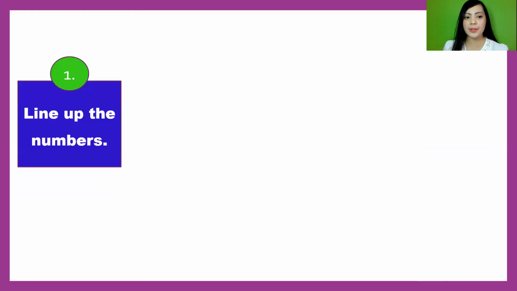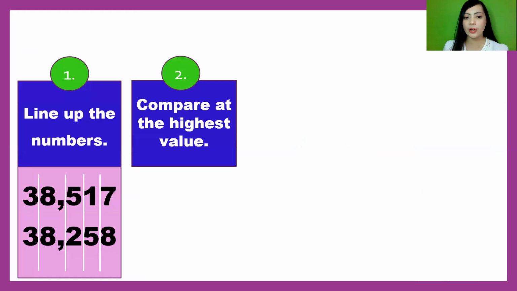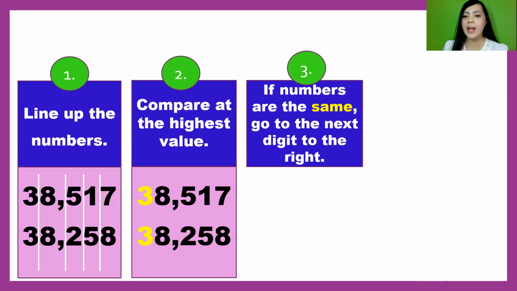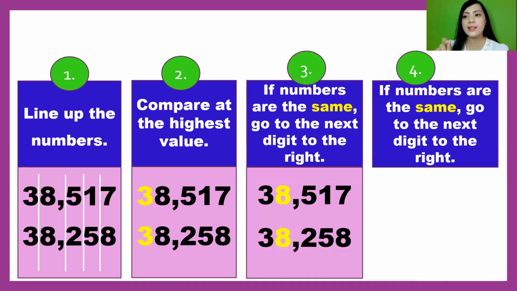How to compare numbers? As I have said, you are going to compare numbers according to their place value. We have 5-digit numbers here. Compare at the highest value. 3 and 3. If they are the same, go to the next digit to the right. The next digit to 3 is 8. The next digit is 8 again. So they are the same again. If the numbers are the same again, go to the next digit to the right until you get the final answer.